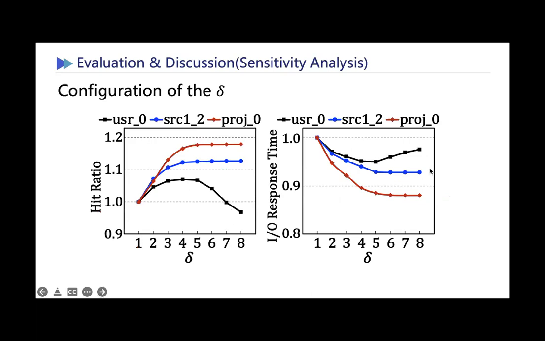In the IQ block scheme, the size limit of the request block in the small request list is a sensitive parameter, which is used to distinguish small and large request blocks. From the results of our sensitivity tests, as shown in the figure, we conclude that a delta value of 5 results in a better hit ratio and I/O performance for most of the selected I/O workloads. Thus, we use this value by default in our evaluation.